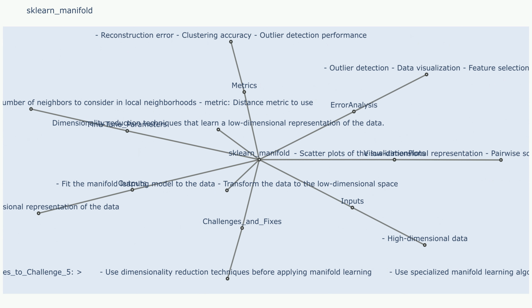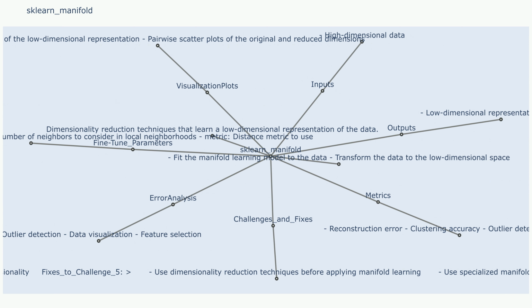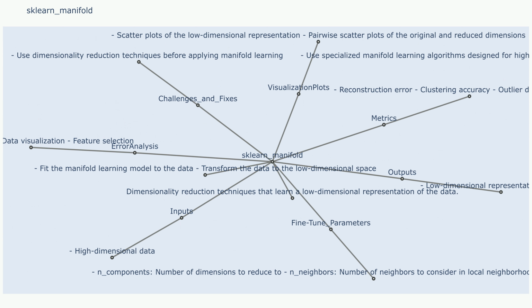Metrics. Metric 1: Reconstruction error measures how well the original data can be reconstructed from a lower dimensional representation. Metric 2: Local neighborhood preservation measures how well the local neighborhood structure of the original data is preserved in the lower dimensional embedding. Metric 3: Global connectivity preservation measures how well the global connectivity structure of the original data is preserved in the lower dimensional embedding.